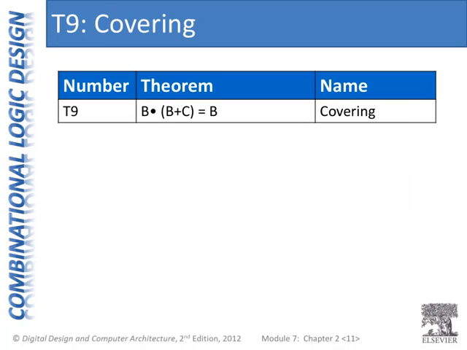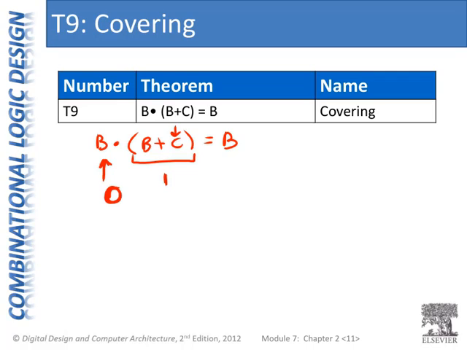Now let's consider T9, the covering theorem. So here we have B and (B or C) is just equal to B. And we can see that that's true because in the AND operation, we have a B, so the only way to make that AND operation true is if B is 1. And so if B is 1, we know already that the expression B or C is also equal to 1. When B is 0, well, we have 0 and something. It doesn't even matter if C is true because we already have a 0 in B. We get 0 and something. That's going to evaluate to 0.